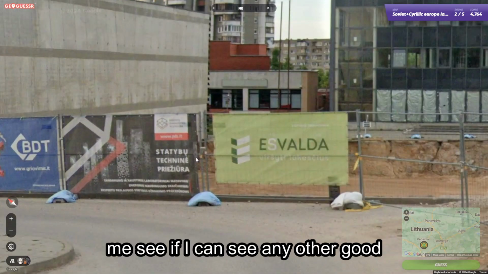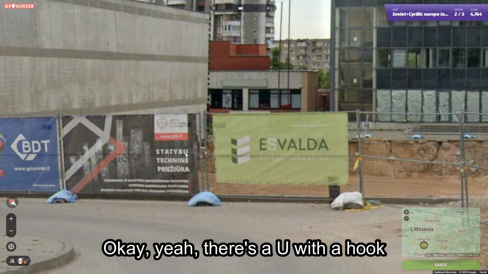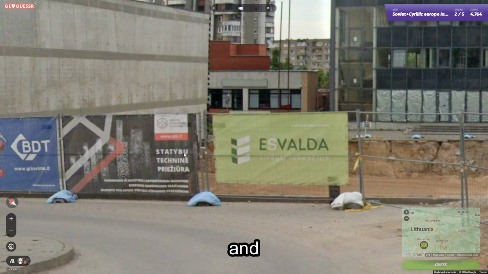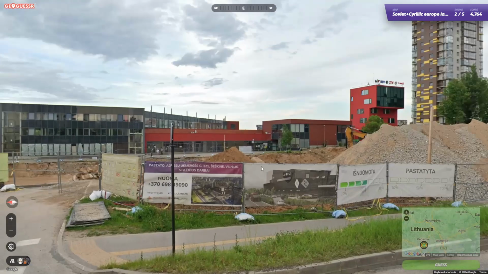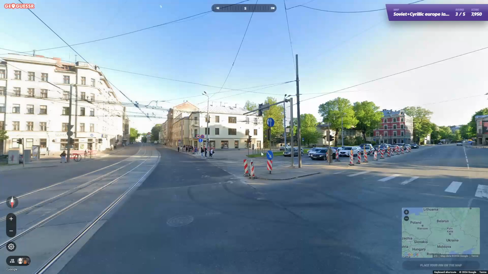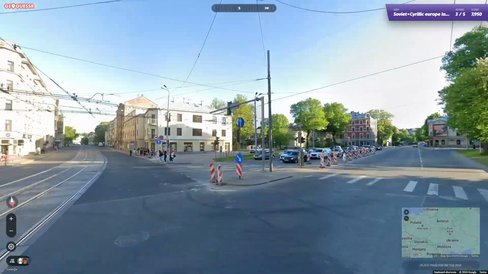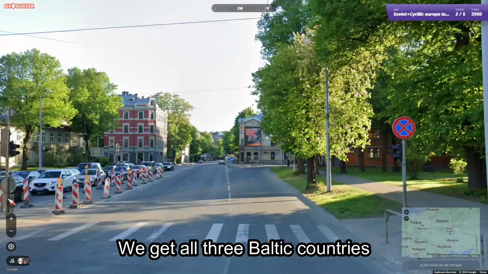Let me see if I can see any other good information. Do I see a hook at all? Okay, yeah, there's a U with a hook underneath. And if it was Latvia, you'd see a consonant with a hook underneath. So it's going to be Lithuania. Well, what are the odds? We get all 3 Baltic countries in a row.